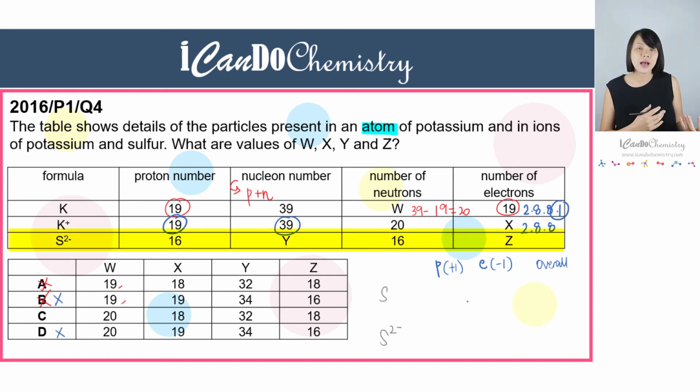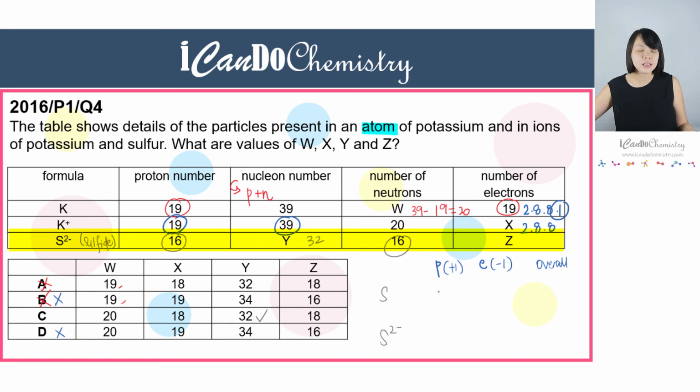So now we are dealing with ion of sulfur, which is sulfide. Now in order to determine what is the value of Y, what we need to do is to add the number of protons and the number of neutrons together, because nucleon number, in other words the mass number, is the number of protons plus the number of neutrons. So we use 16 plus 16. When we add these two values together, we will have 32. So for C, Y is 32. Yes, that is correct.